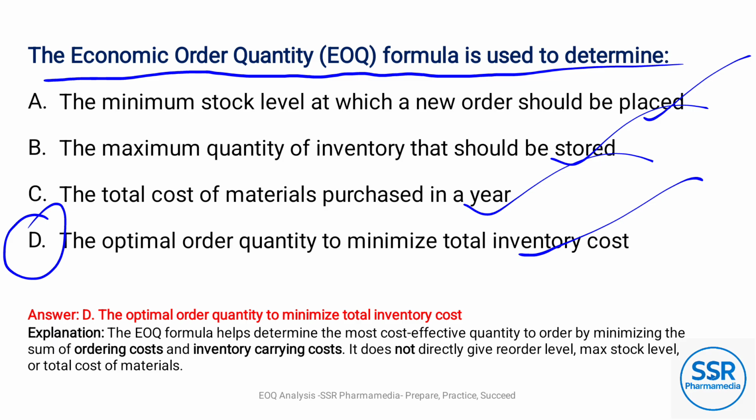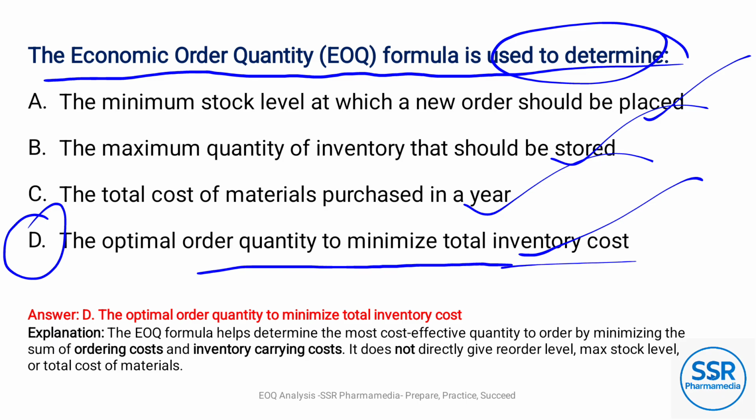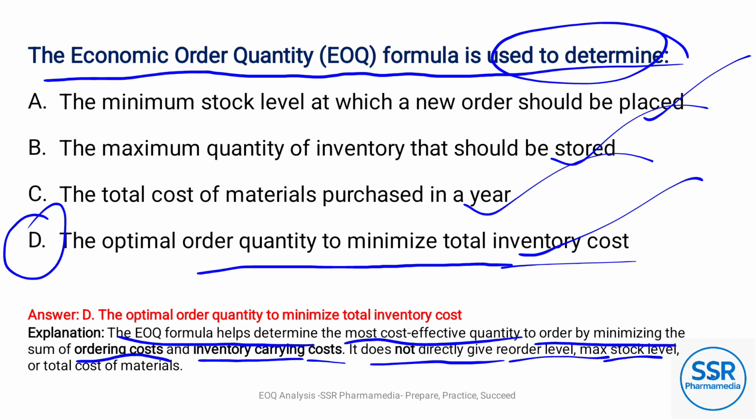So you look at the questions carefully. The economic order quantity formula is used to determine mainly the optimal order quantity to minimize total inventory cost. So the EOQ formula helps to determine the most cost effective quantity to order by minimizing the sum of ordering cost and inventory carrying cost. So it does not directly give reorder level, maximum stock level, or total cost of material. So you should mainly know about inventory carrying cost and ordering cost.